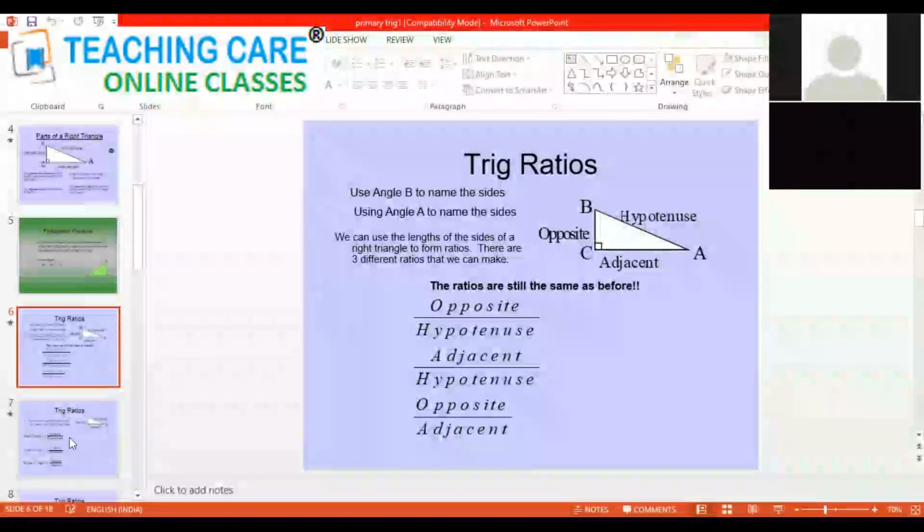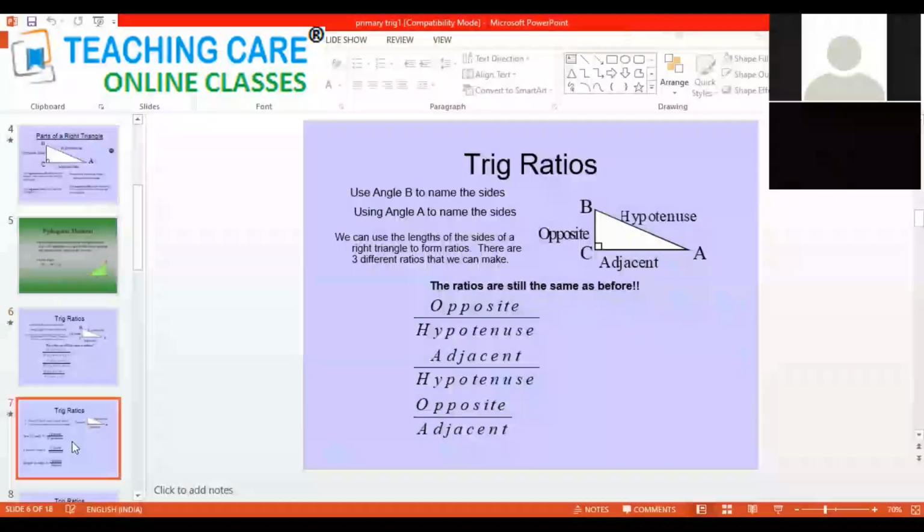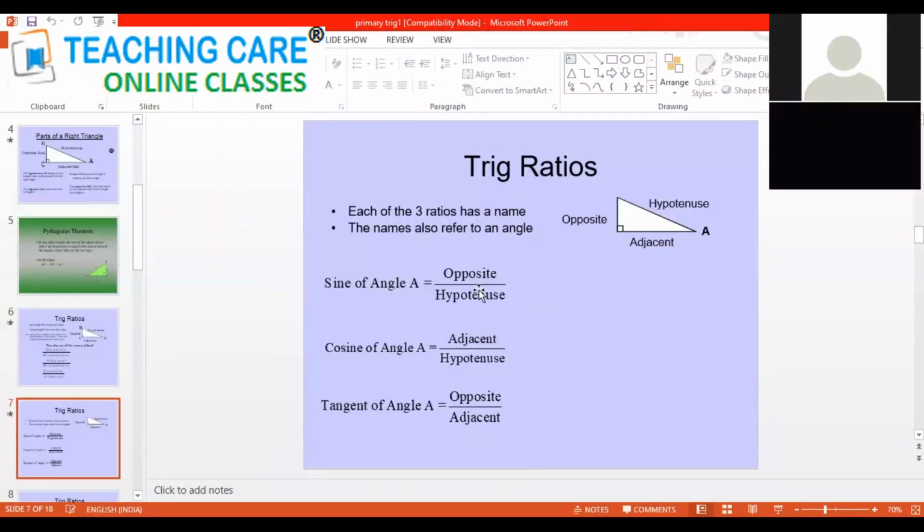Fine. So let me move on to the next one. Just give me a second. So that's what they have given. Suppose angle A is my angle, the first three ratios alone. Sine of angle A will be opposite side over hypotenuse. Cosine of angle A would be adjacent side over hypotenuse. Tangent of angle A is opposite side over adjacent side. Understood? Fine.